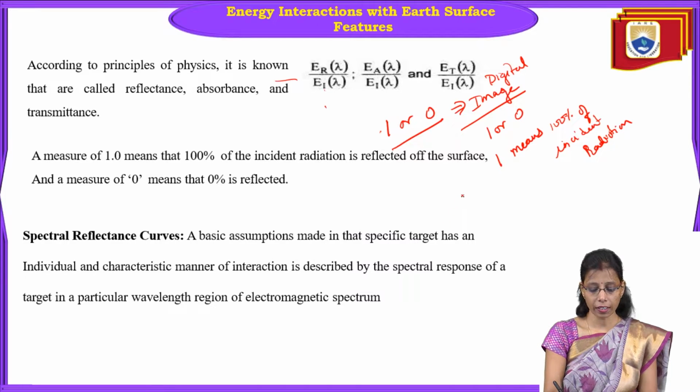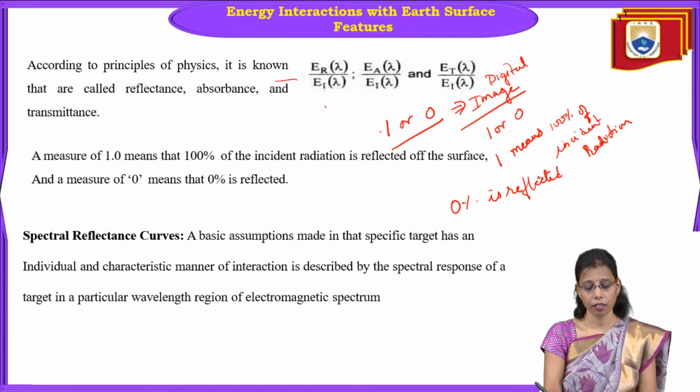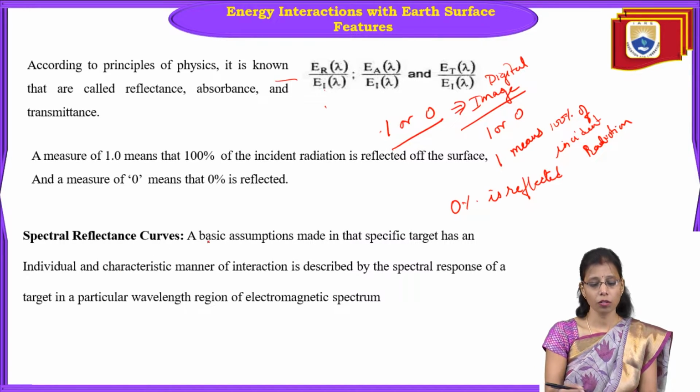Okay. So when it is showing 0, that means 0% is reflected. This is how it is represented in the image with hundreds or zeros, like measure 1 or 0. So based on this, the result will be in the form of a spectral reflectance curve.